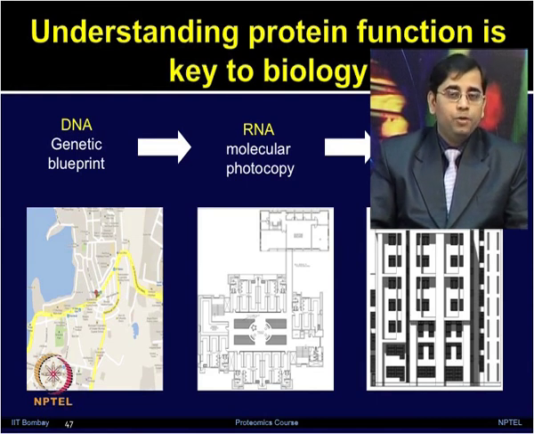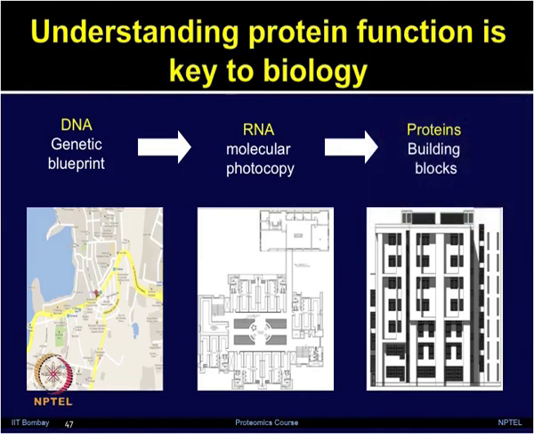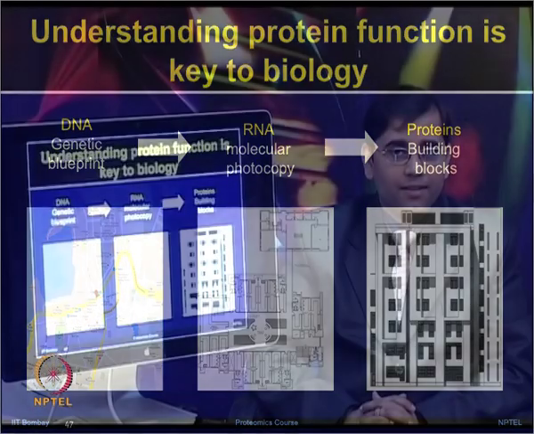Let me describe this slide, where I have shown the various biomolecules of the central dogma: DNA, RNA and protein. For example, look at the map here, where IIT is located in the Powai area. DNA is like the genetic blueprint; it contains only information. If you want to make a building in this area, you have to define that area, which is like the RNA molecule, a molecular photocopy, used on the site of construction by the cell's contractors.